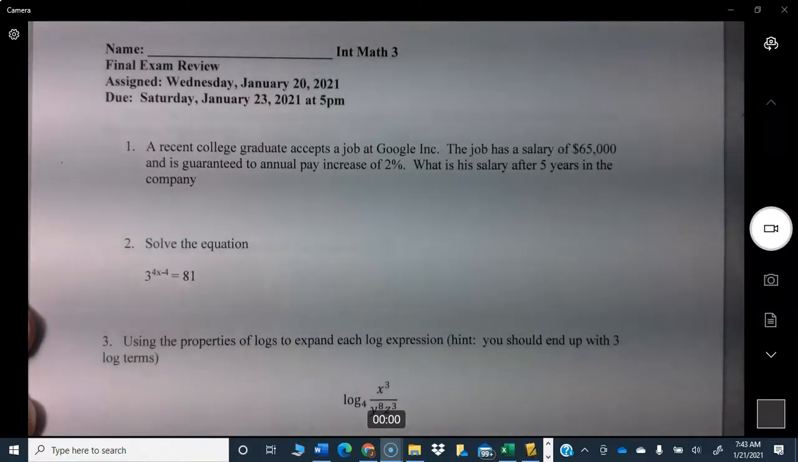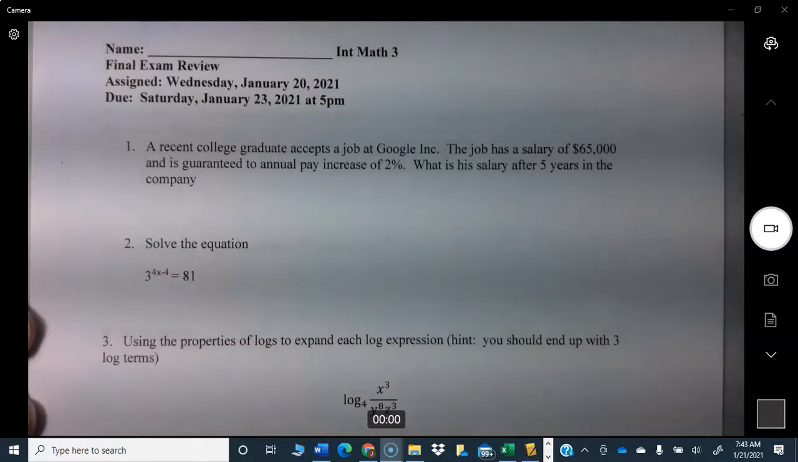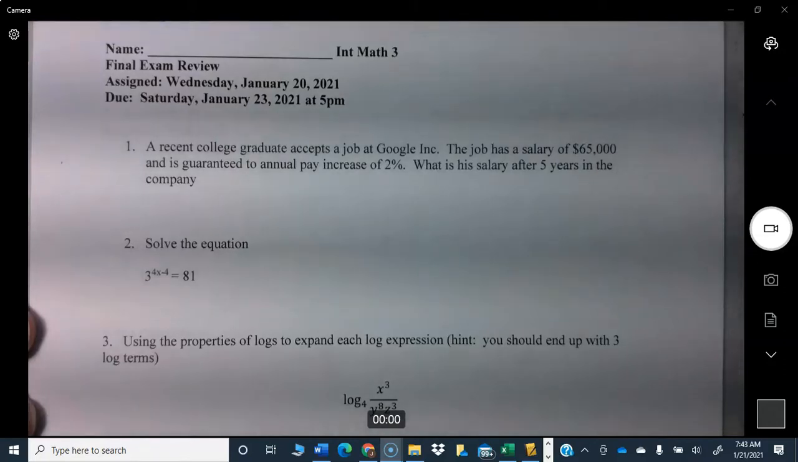So number one, a recent college graduate accepts a job at Google. The job has a salary of $65,000 a year and is guaranteed a pay increase of 2%. What is his salary after 5 years in the company?